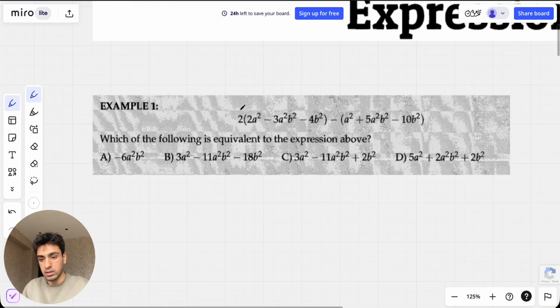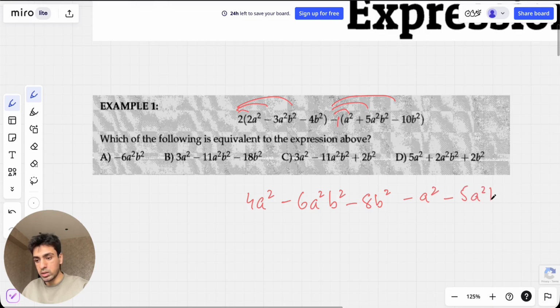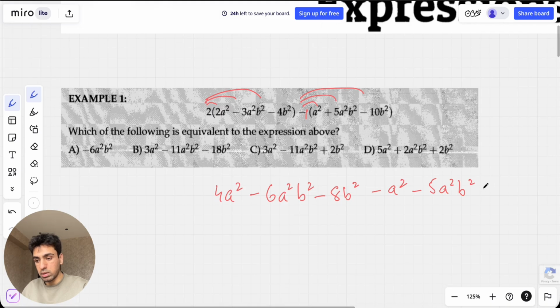So you first expand this, so this times this with this, and then this with this. So if you multiply, you get 4a squared minus 6a squared b squared, and then minus 8b squared. And then we have minus, and we can think of this as minus 1. So minus 1 times this, and then times that. So we get minus a squared, and then we get minus 5a squared b squared, and then we get plus 10b squared, because minus 1 times minus 10 is positive 10.